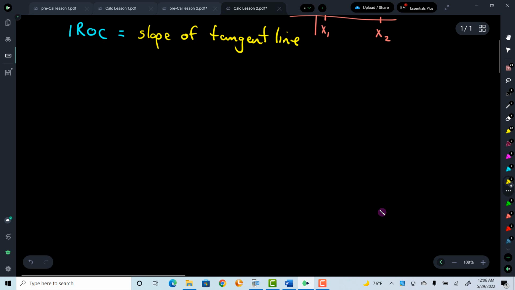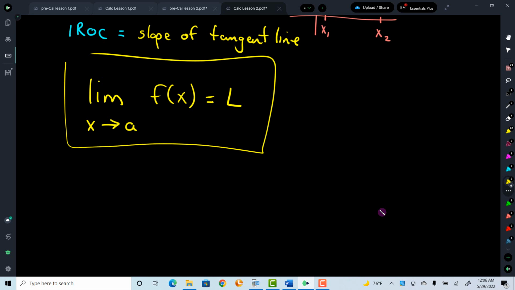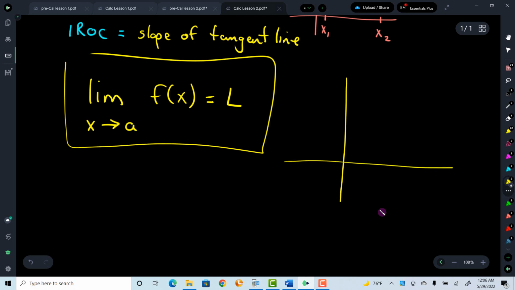Okay, today we're actually going to look at what limits are. So the notation for a limit looks like this, right? The limit as x approaches a of f of x equals L. That's actually how we notate a limit, okay? So what does this actually mean? Well, let's look at an example graphically.